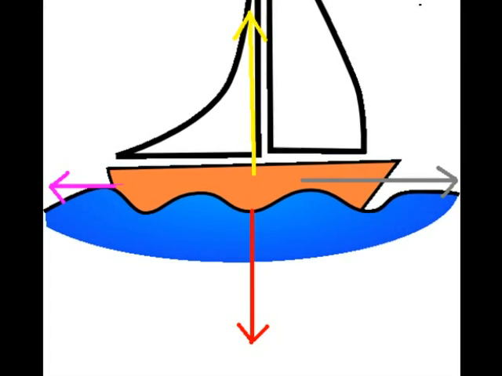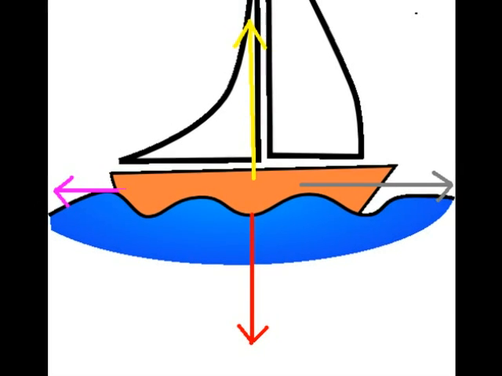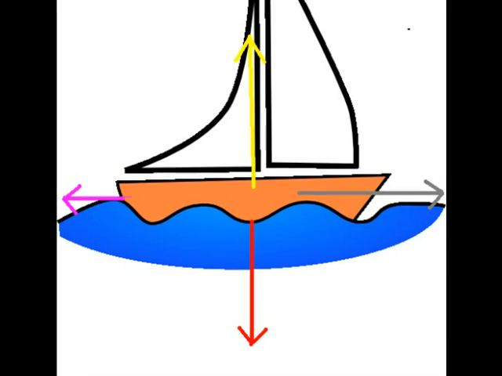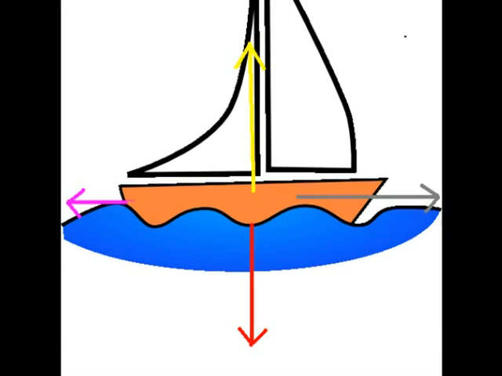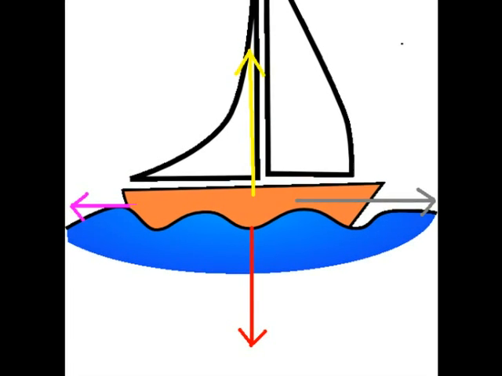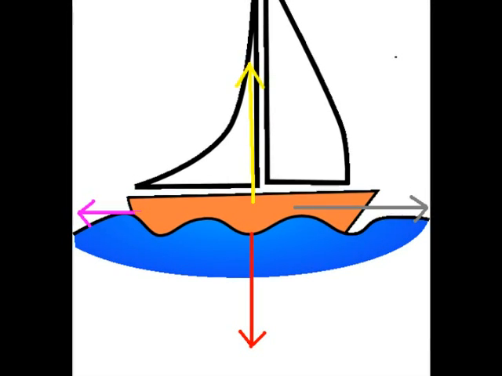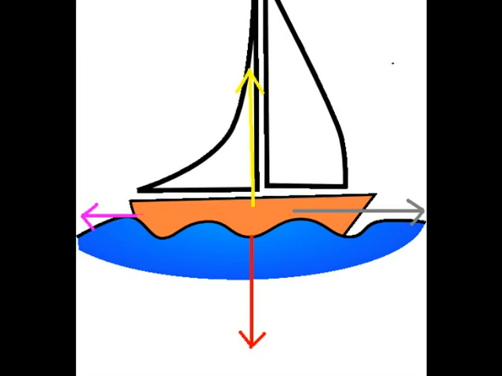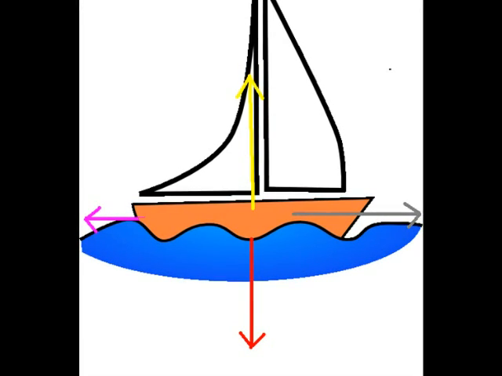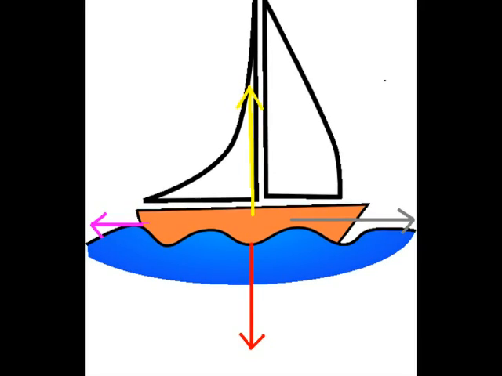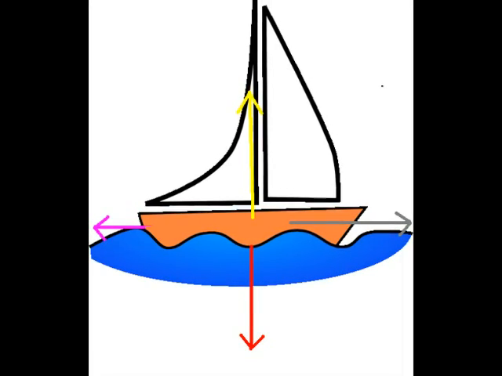Also, objects in the ocean, such as a boat, also receive and exert force. As you can see, the yellow arrow is the upthrust, and the red arrow is the weight, and the gray arrow is motion, and the pink arrow is also friction, but in this case it is called water resistance.